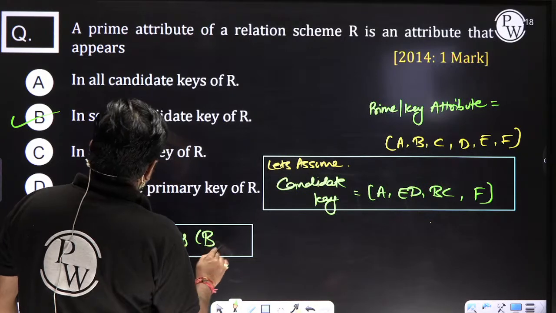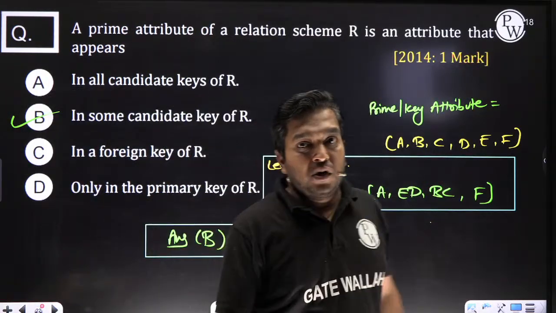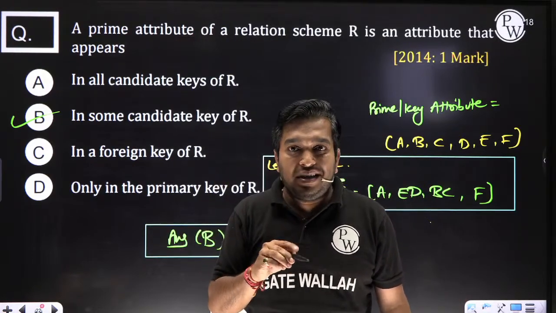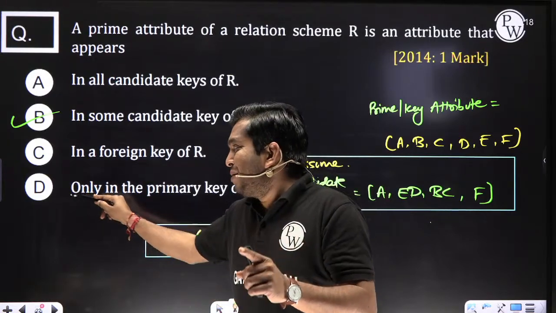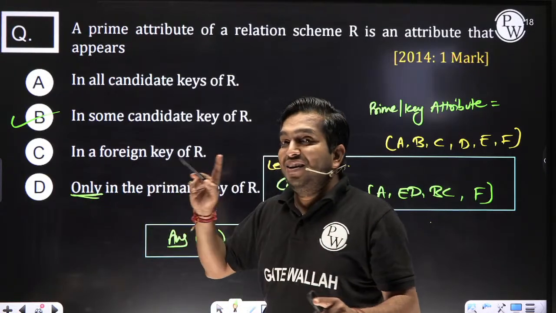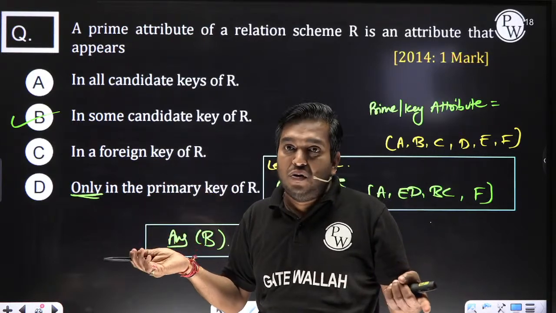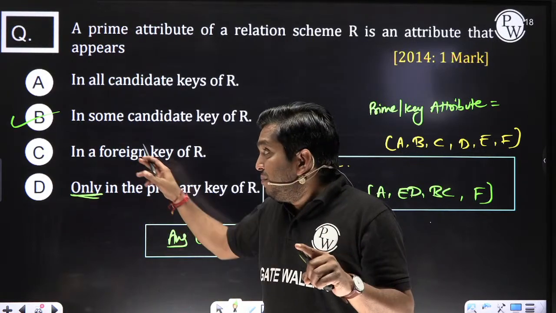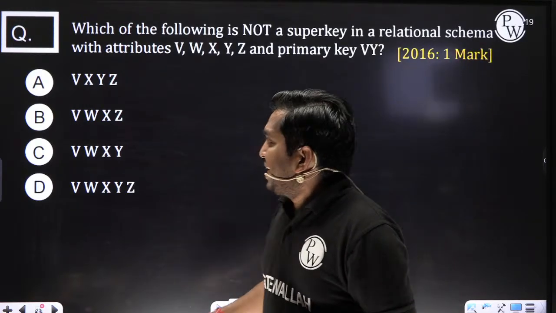Sir, option D can also be correct, na? Because you told us that from the candidate keys we find one as a primary key. But here please read the question. Only means what about the other remaining candidate keys? That attribute is not called a prime attribute according to option D. That's why only B is the correct answer. Clear, bacha? Now, next one.